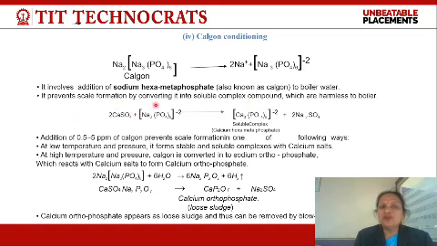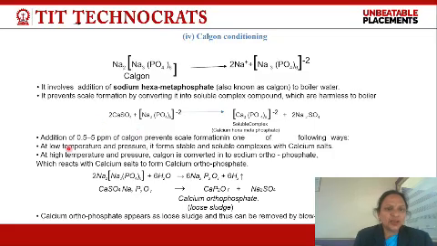It prevents scale formation by converting into a soluble complex compound. You can see this reaction. Calcium sulfate is reacting with sodium hexametaphosphate. It is converting into the soluble complex calcium hexametaphosphate, and after the reaction we get a highly soluble complex which is not harmful for the boiler.